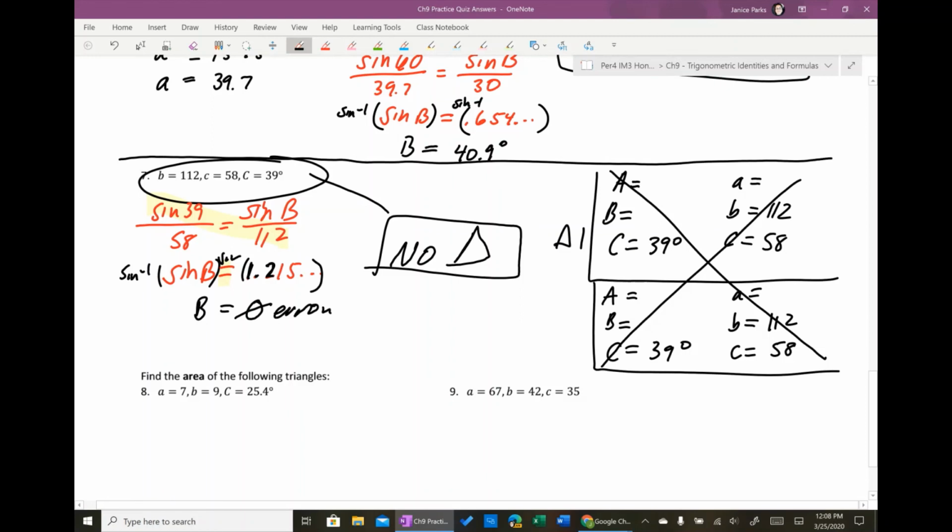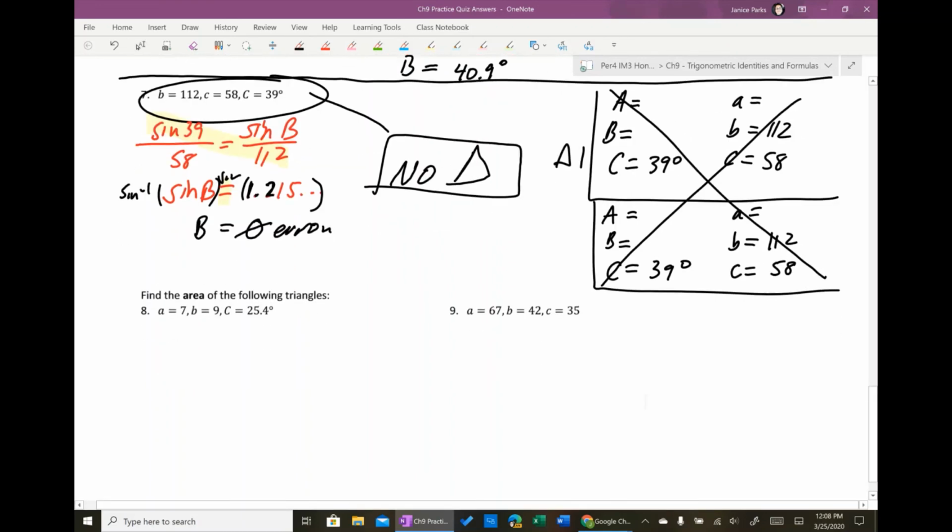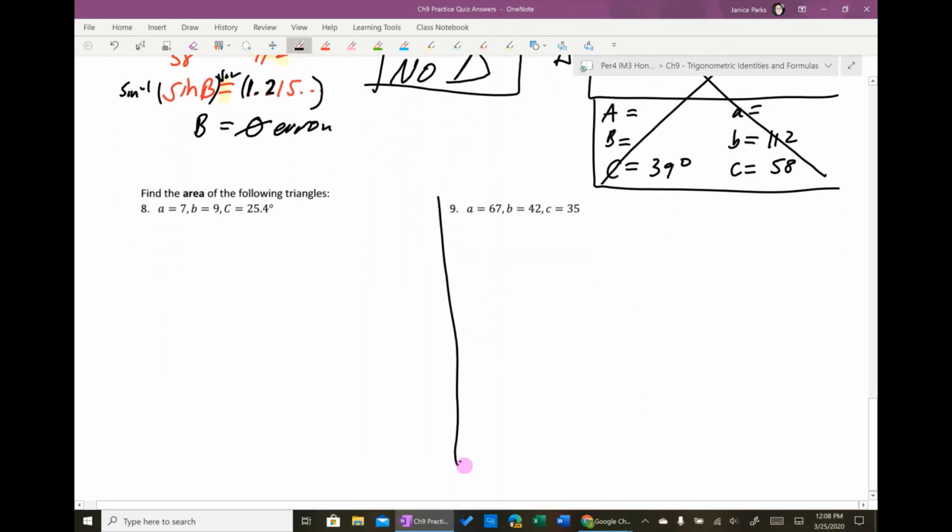For the last two questions, I just want you to find area. Okay, and so finding area of a triangle depends on what they give you. So if they give you 3 sides, like this one, then you're going to be using this area formula. The semi-perimeter minus the first side, semi-perimeter minus the second side, and the semi-perimeter minus the third side. You multiply all those together and take the square root.